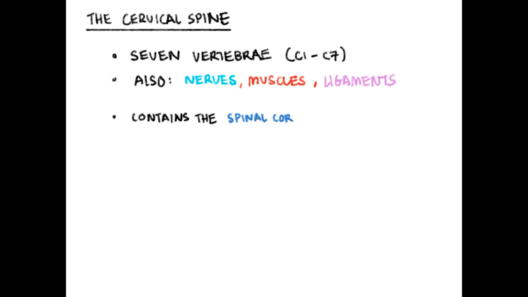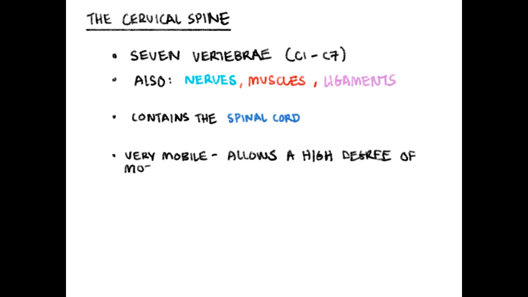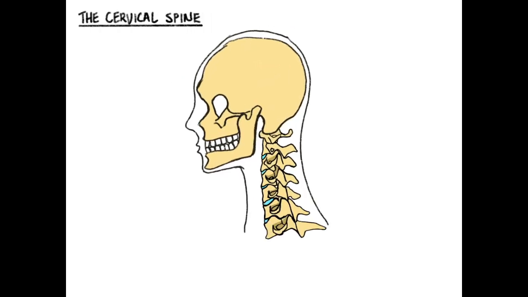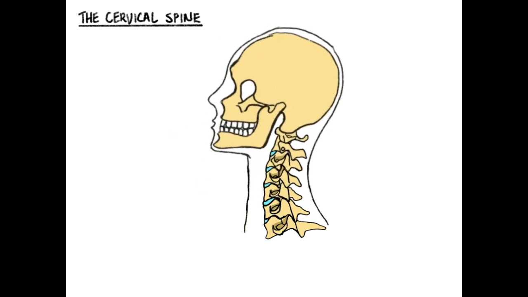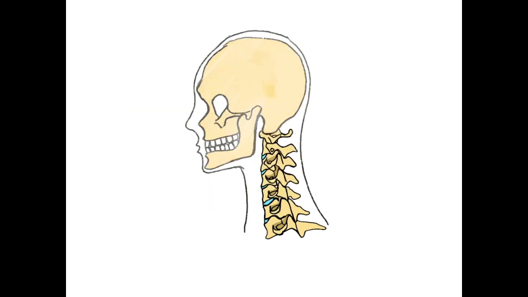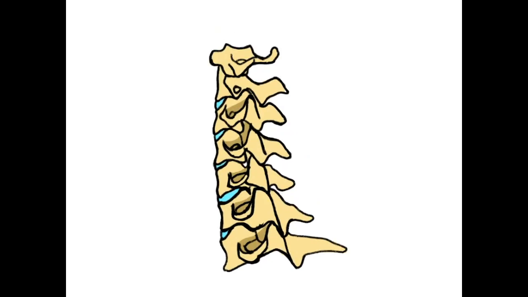But there's one big difference between the low back and the cervical spine, which is that the cervical spine contains the spinal cord. As we will see, the cervical spine is also designed to allow a very high degree of motion. Here in this cartoon you can see that there is flexion and extension, and the neck also bends to allow rotation from side to side.